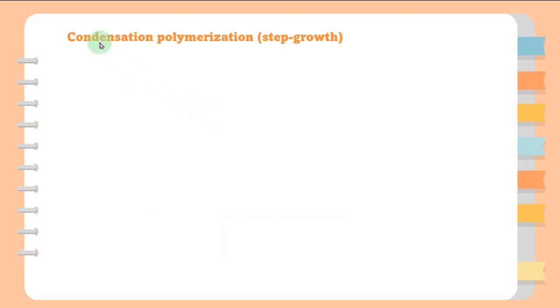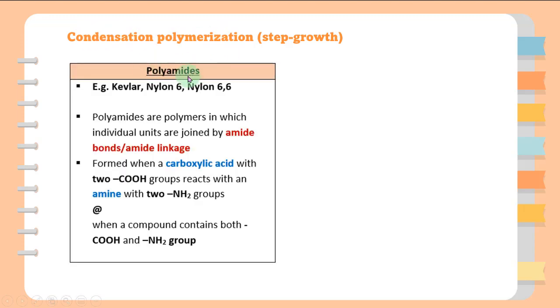Let's look at the first type of polymerization, condensation polymerization. The first example is polyamides. Common examples are Kevlar, Nylon 6, and Nylon 6,6. Polyamides are polymers in which individual units are joined by amide bonds or amide linkages. To form a polyamide, it must involve two functional groups. Either it is formed when a carboxylic acid with two COOH groups reacts with an amine with two NH2 groups, or it can also form from a compound containing both COOH and NH2 groups. So it must involve two different functional groups.